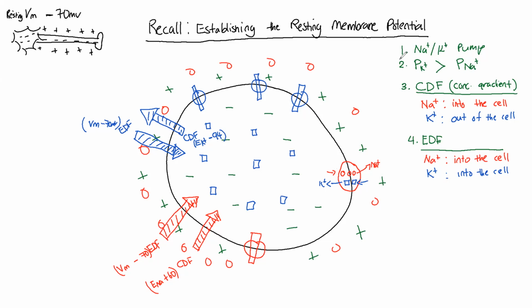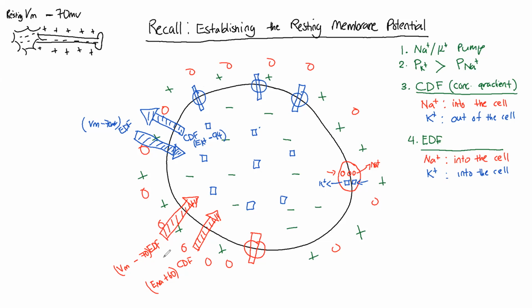The second thing we described is the relative permeabilities, right? We have more potassium channels, creating more of an opportunity for potassium to leave, and fewer sodium channels, creating less of an opportunity for sodium to enter. And those two factors together, the sodium-potassium pump in coordination with the leak channels and the differing permeabilities of those leak channels, now creates this negative environment inside the cell and a positive environment on the outside of the cell. Okay, and what we're describing now are the forces acting on our ions separately.